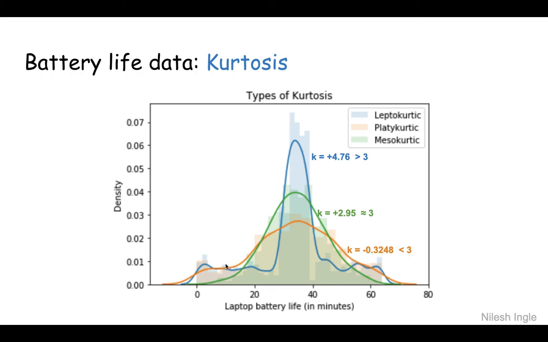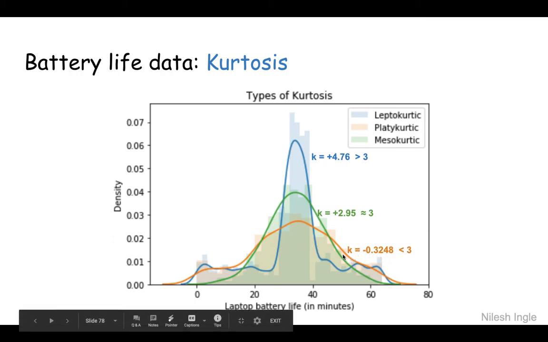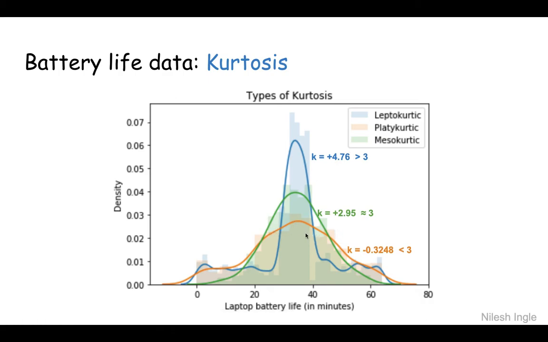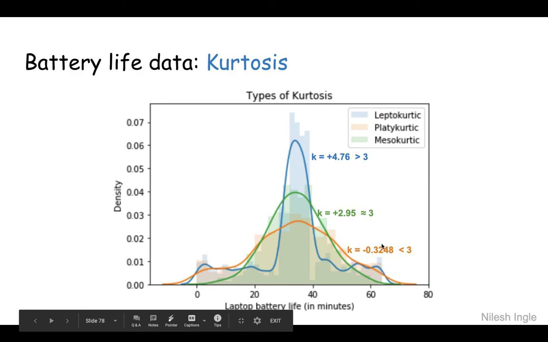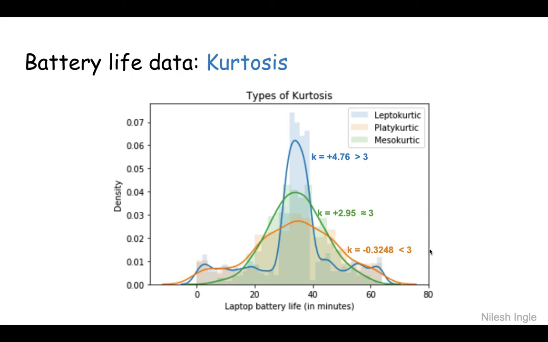Next, there is another type which is platykurtic, which is shown here by the orange curve, and for that data set the distribution is much wider and it has much heavier tails as compared to the other ones. In this case, we can see that it's a flatter curve as compared to the other two curves. And if you look at the kurtosis value for this type, it's less than 3. In this case, it's minus 0.32.